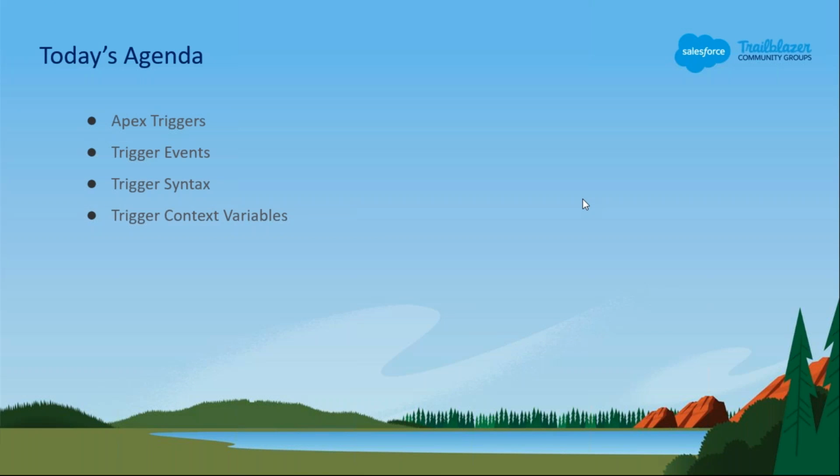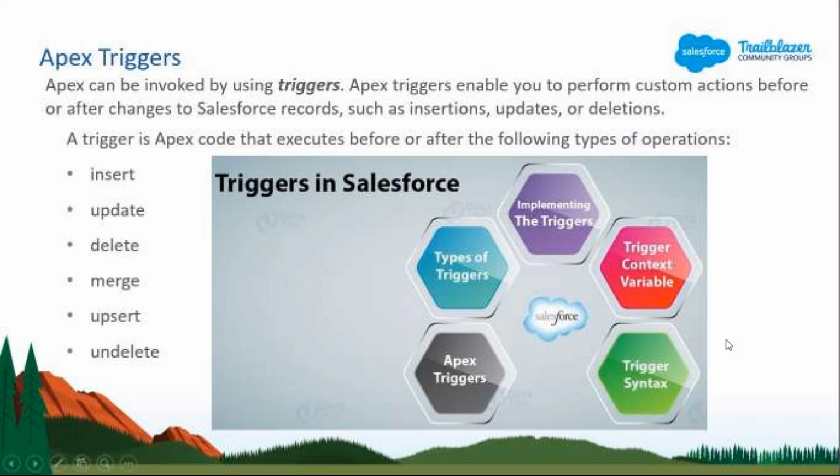Okay, so our today's agenda will be Apex Trigger. In Apex Trigger, there will be events, trigger syntax, and trigger context variables. These all are part of trigger. And the first one is the Apex trigger itself.